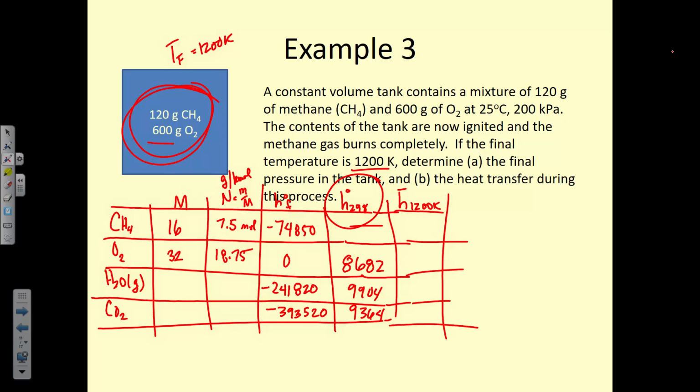So H at 1200 K for the oxygen is 38447, for water 44380, and for CO2 53848. And we don't have to worry about it there because those don't come into play.